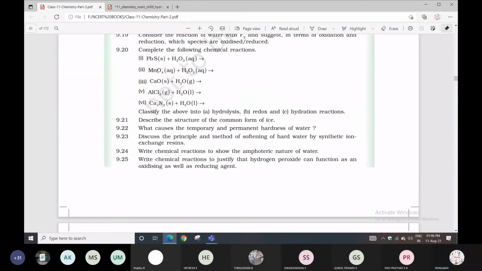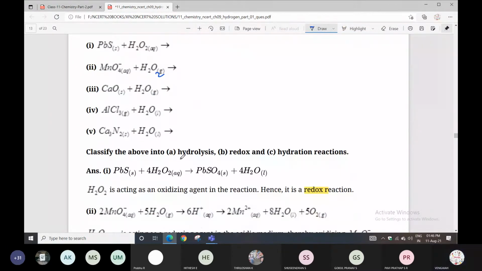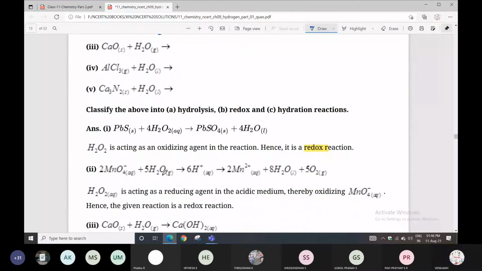Yes. MnO4 minus plus H2O2 is correct. In the book they have given the solution wrongly. That's why I am mentioning clearly that H2O2 is correct. Sorry for that mistake. You can write down MnO4 minus plus H2O2 should be there. So here also you can write H2O2.